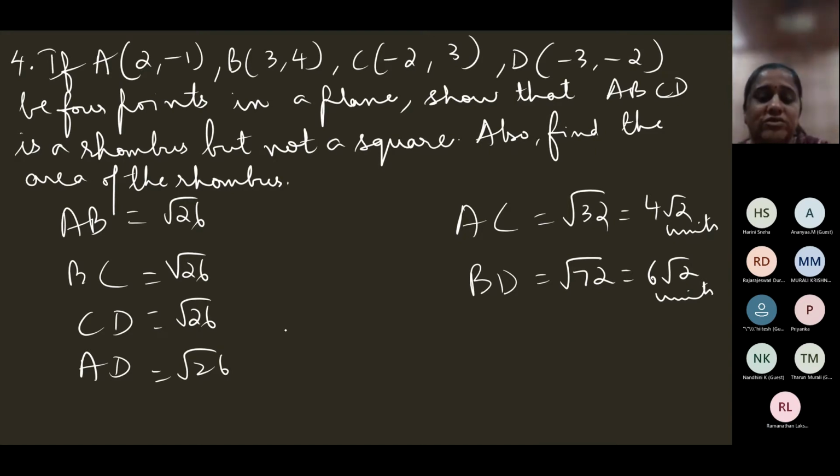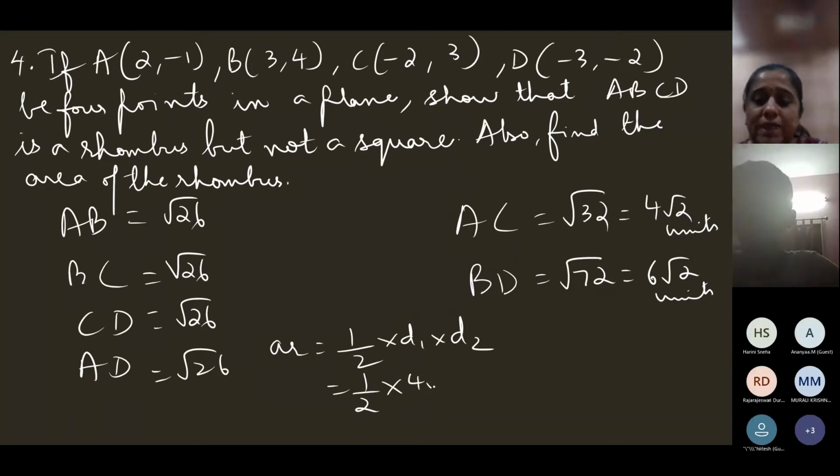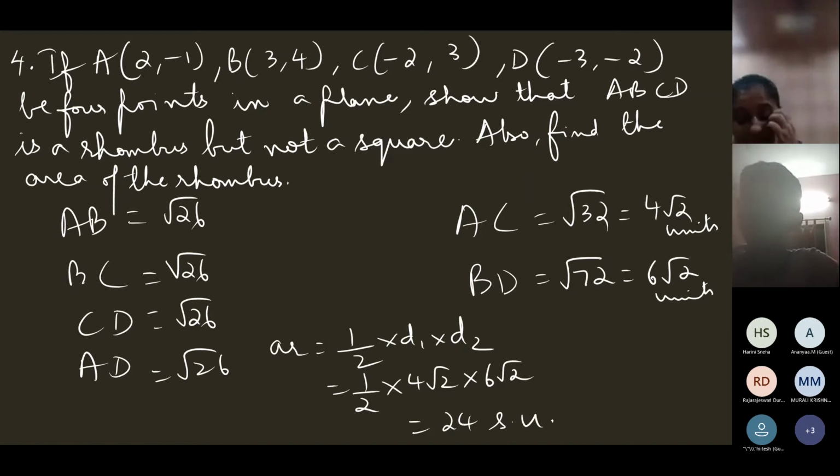And how do you find the area of the rhombus? What's the formula? Half into D1 into D2. Very good. Half product of diagonals. Half into D1, 4 root 2 into D2, 6 root 2. Half into 4 root 2 into 6 root 2. So 24 square units. Very good. Yes, children, we have to go to the next one.